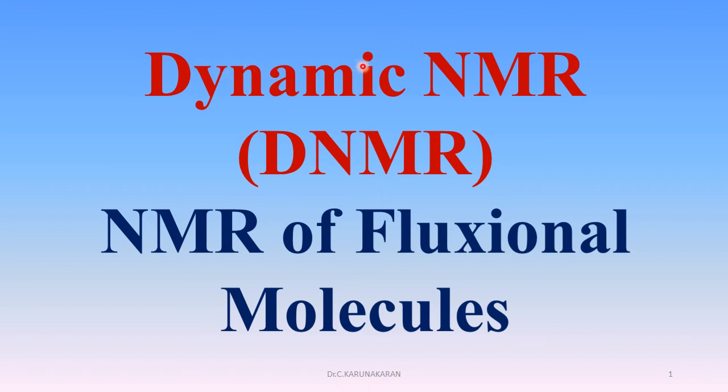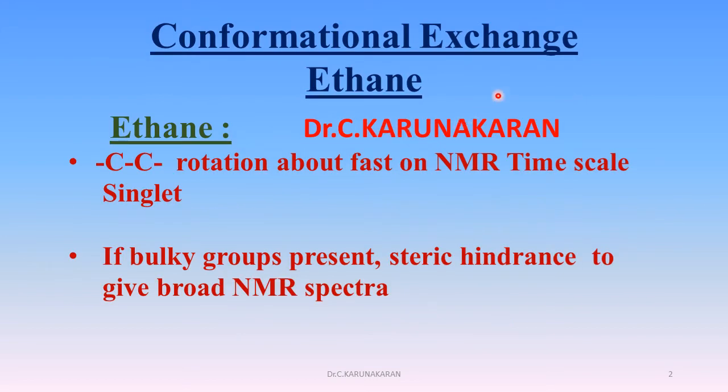We will further study dynamic NMR, temperature dependent NMR, NMR of fluxional molecules. In the case of ethane, there are two methyl groups. The six methyl protons are equivalent because of C-C single bond rotation. This is very fast compared to the NMR time scale. Therefore, it appears as a singlet.